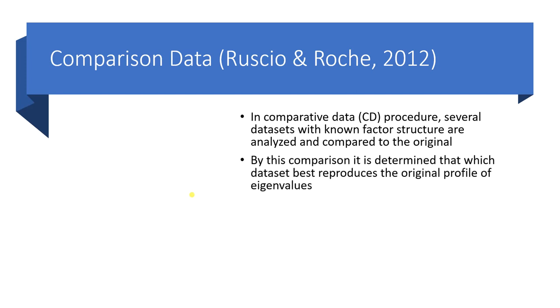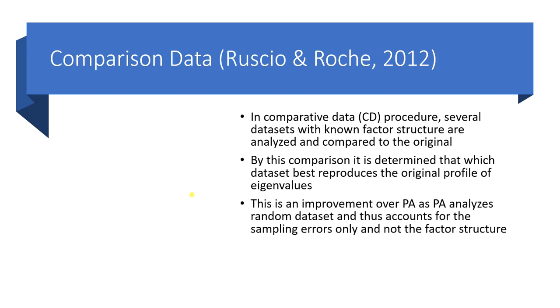By this comparison, it is determined which data set best reproduces the original profile of the eigenvalues. So we will test a one factor structure data set, two factor, three factor, four factor, and the one which best reproduces the original profile of the eigenvalues will be retained. So in a sense, this is an improvement over the parallel analysis.